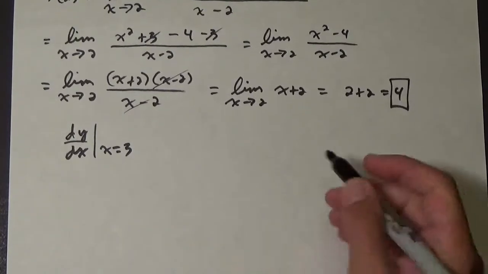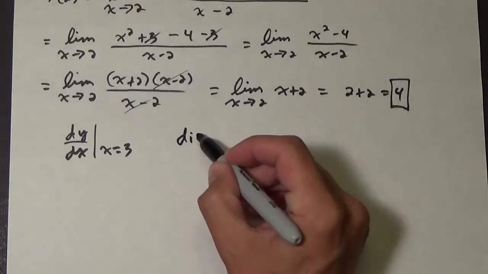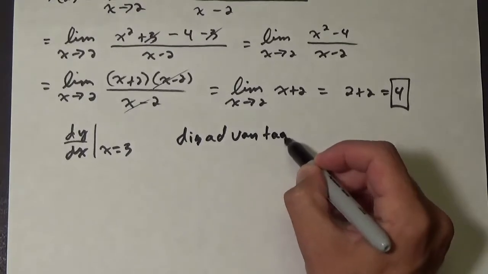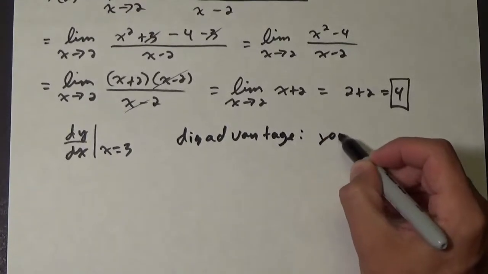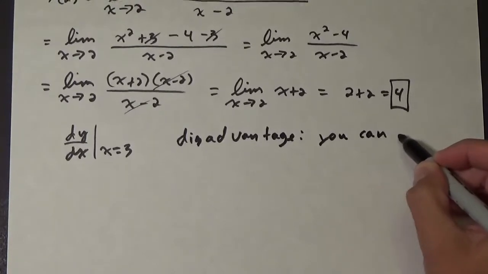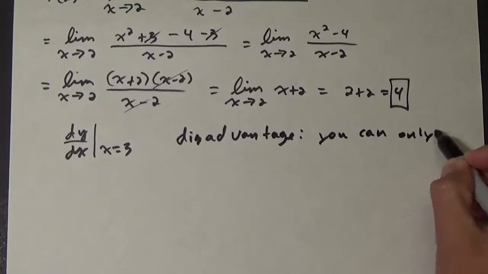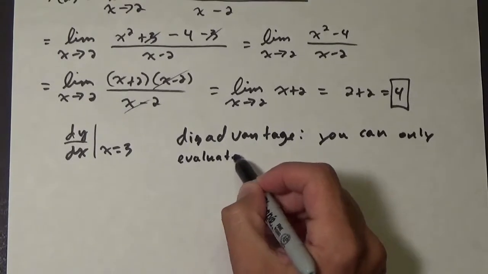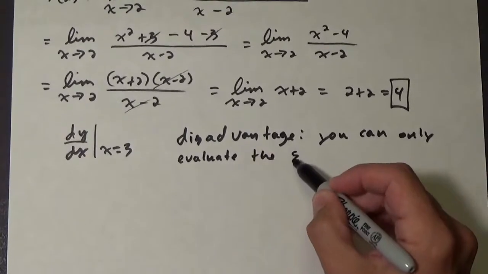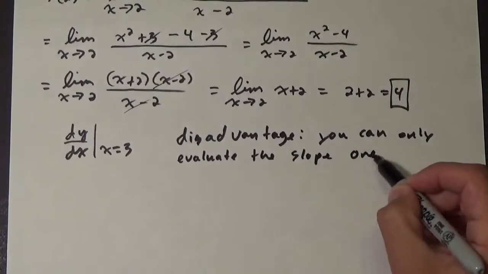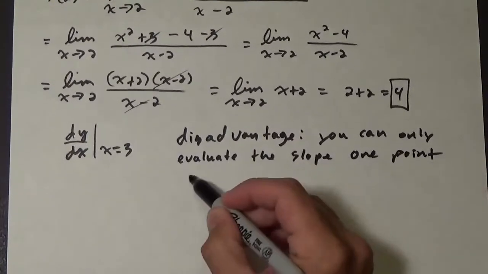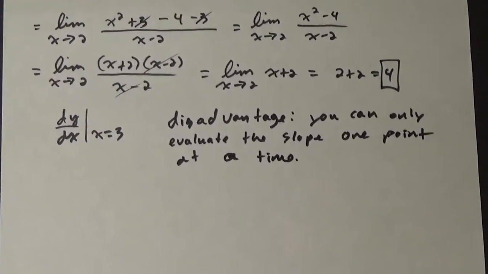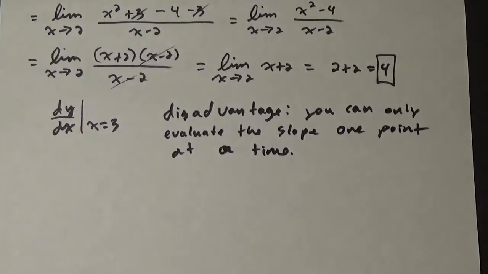So let's write that down. So here's our disadvantage. You can only evaluate the slope one point at a time. Alright, so that's the big disadvantage.